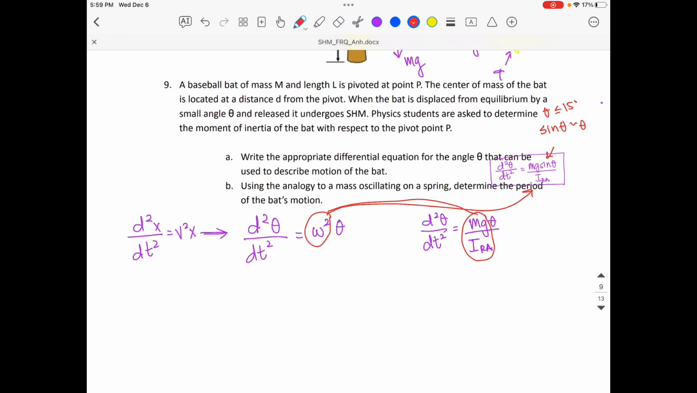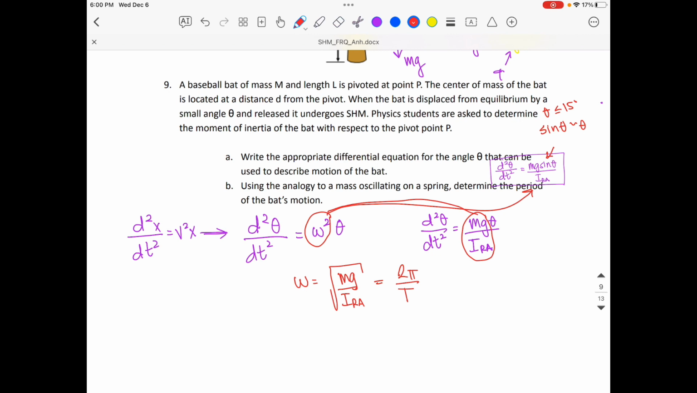Okay, so we've got omega is equal to the square root of mg over inertia, but we also know that omega is equal to 2 pi over period, because that's the distance of one cosine, and it's over the time it takes for one cycle. So then we're going to solve for T, and that would give us our answer.